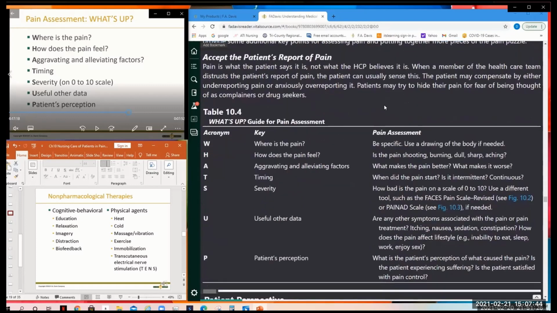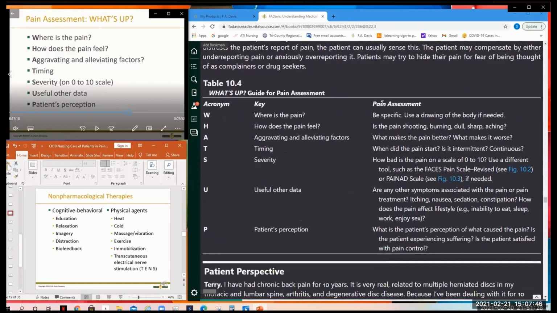What's Up Guide for Pain Assessment. The W is for where's the pain? Be specific. Use a drawing of the body if needed. H: how does the pain feel? Is the pain shooting, burning, dull, sharp, aching? The A is for aggravating and alleviating factors. What makes the pain better? What makes it worse? T is for timing.